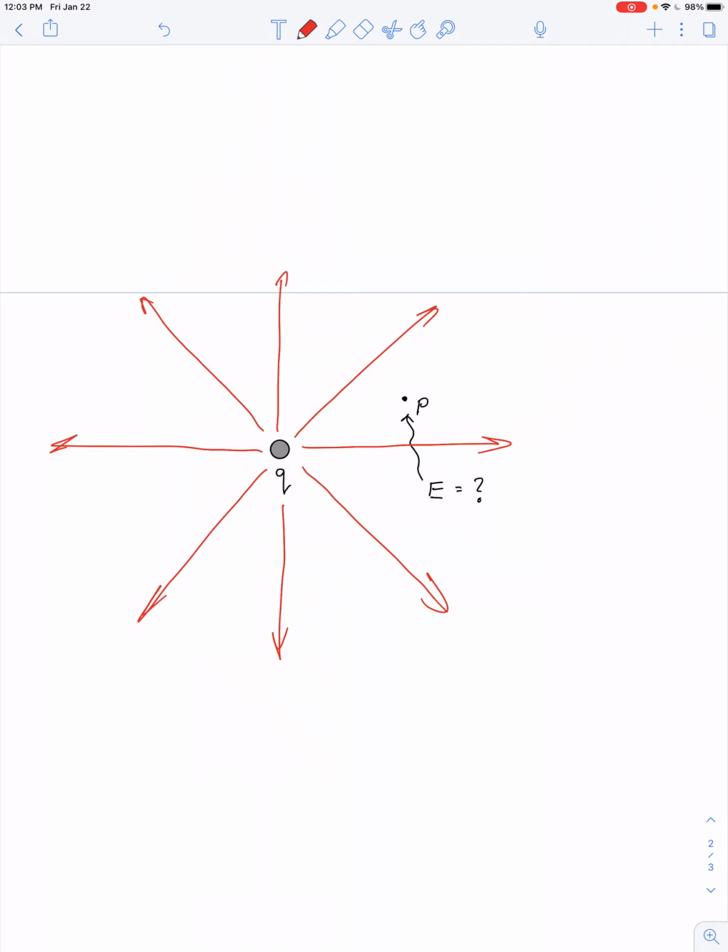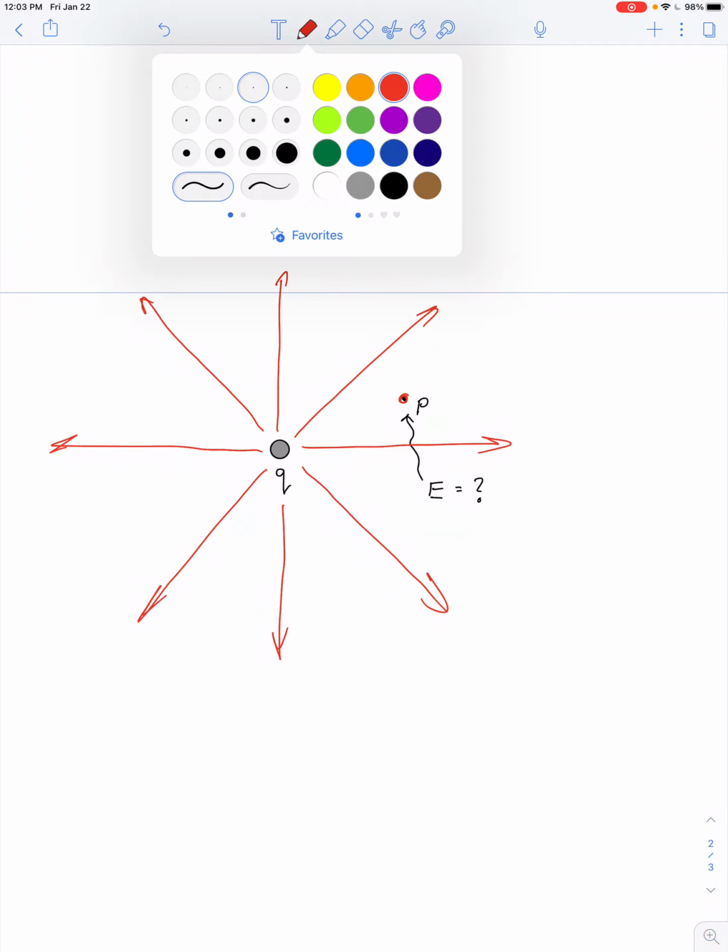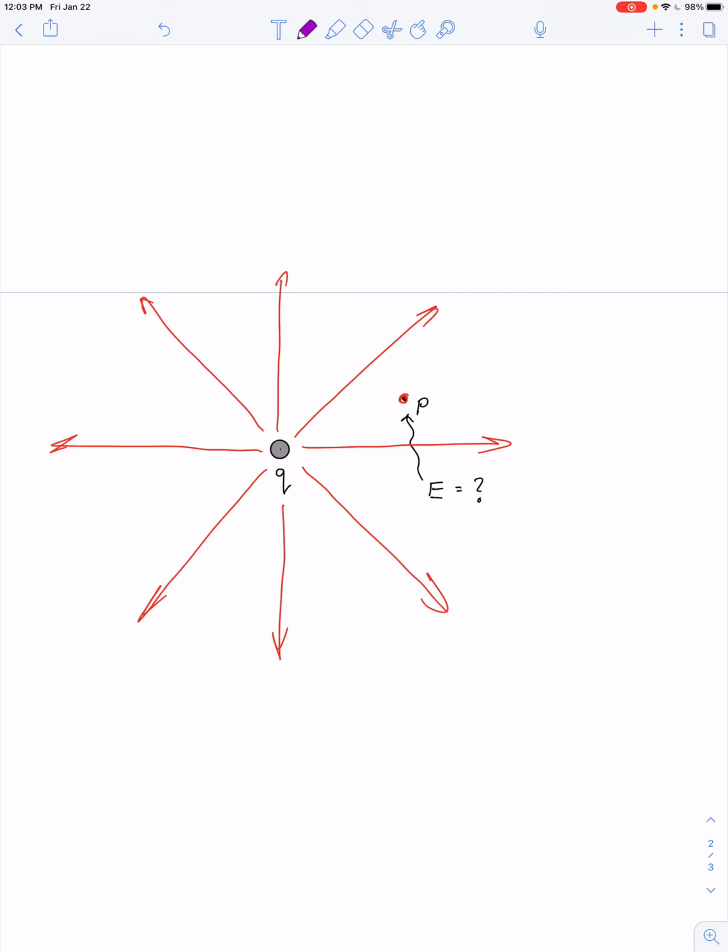So let's say we have to find the value of the electric field right here at this point P. Well, very simple. All we need to know is the distance from the center of our point charge to that point P in question, and we label that as lowercase r. Electric field is defined as force per unit charge.